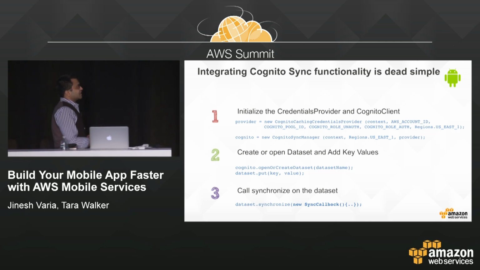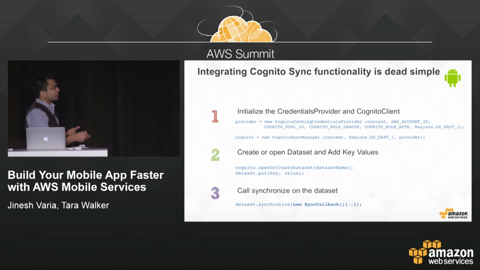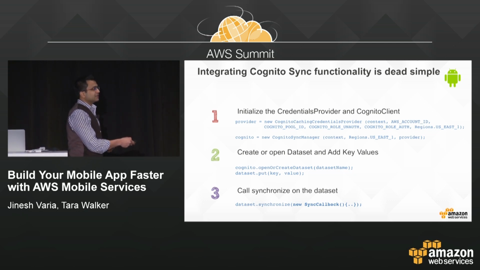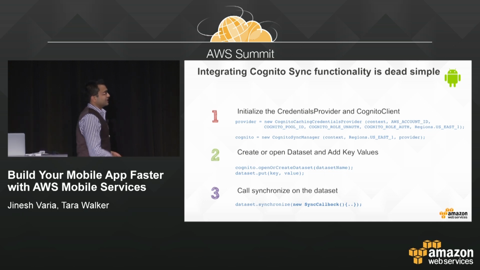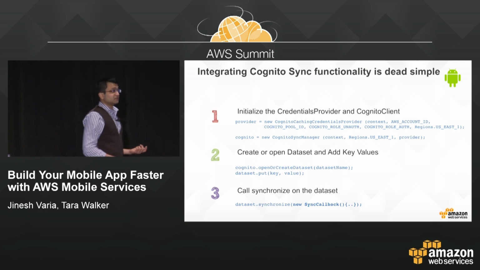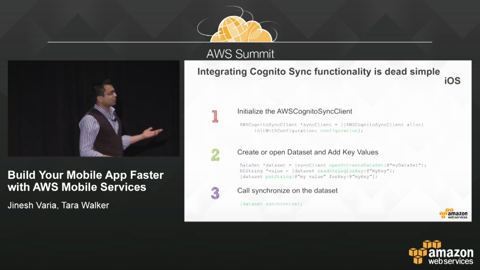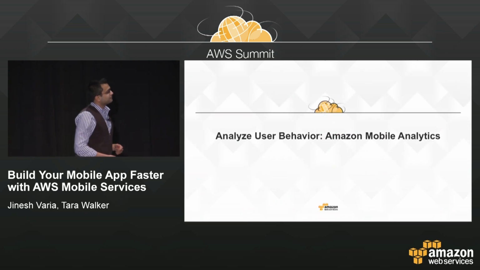Very simple to understand. Your Cognito caching provider, you initialize that using the console, and you say, I want to create and put this key value pair. In this case, I'm storing a game level and the game score, which is getting synchronized. And then that's it. You create your game, your data set does synchronize. As easy. Same with iOS, whether it's Android or iOS, it's very, very simple to understand.